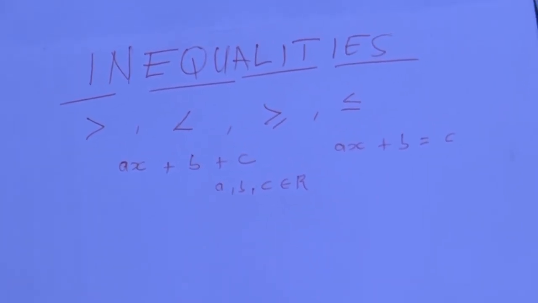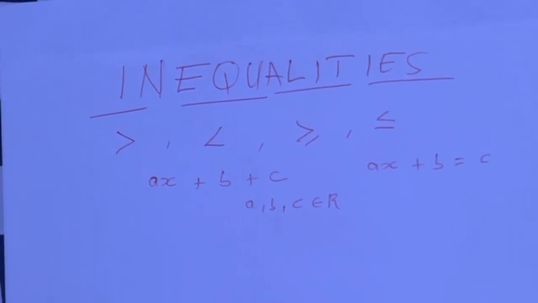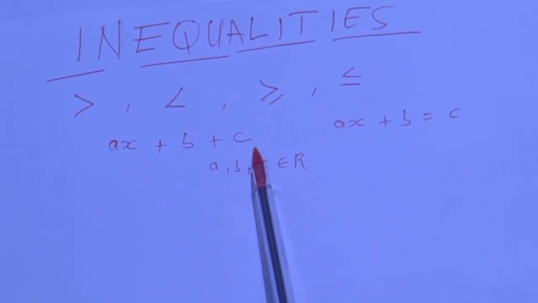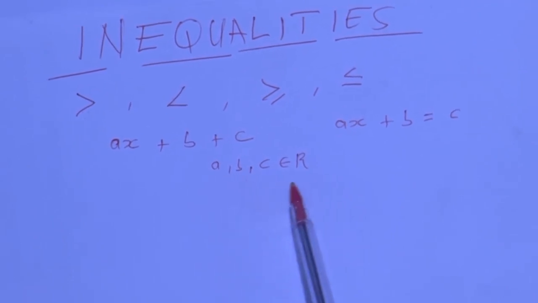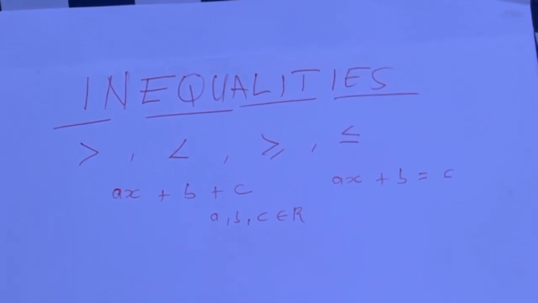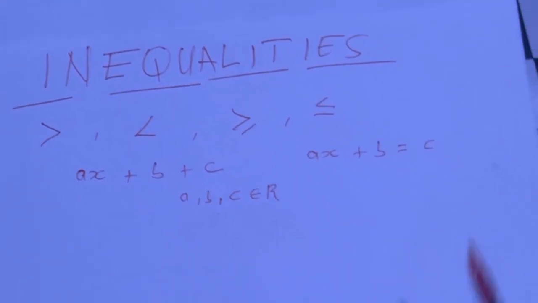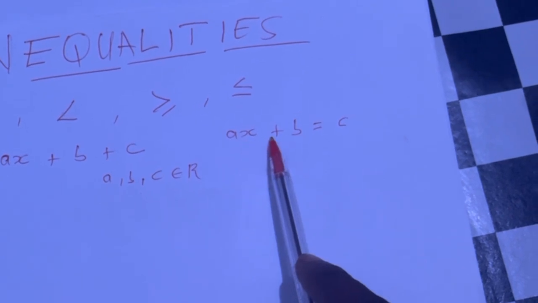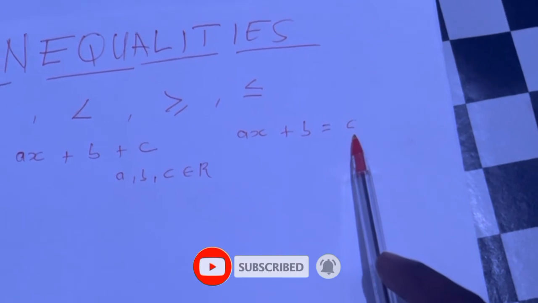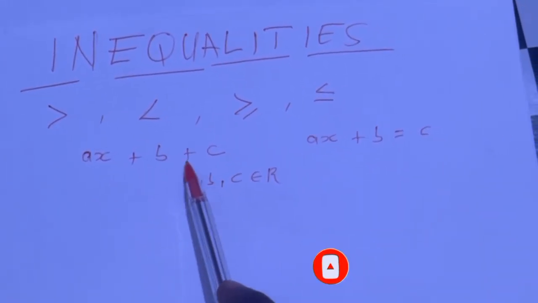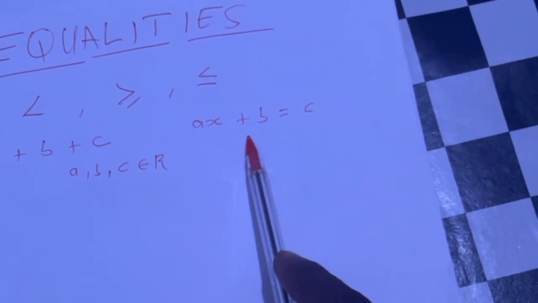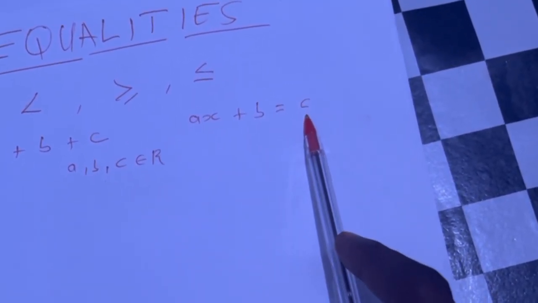How do we obtain inequalities in the first place? Having the algebraic expression ax plus b plus c, for a, b, c belonging to the real numbers and x being a single variable in our algebraic expression, or let us say we have the equation ax plus b equal to c. Let us take note of something. ax plus b plus c is an algebraic expression, whilst ax plus b equal to c is an equation.